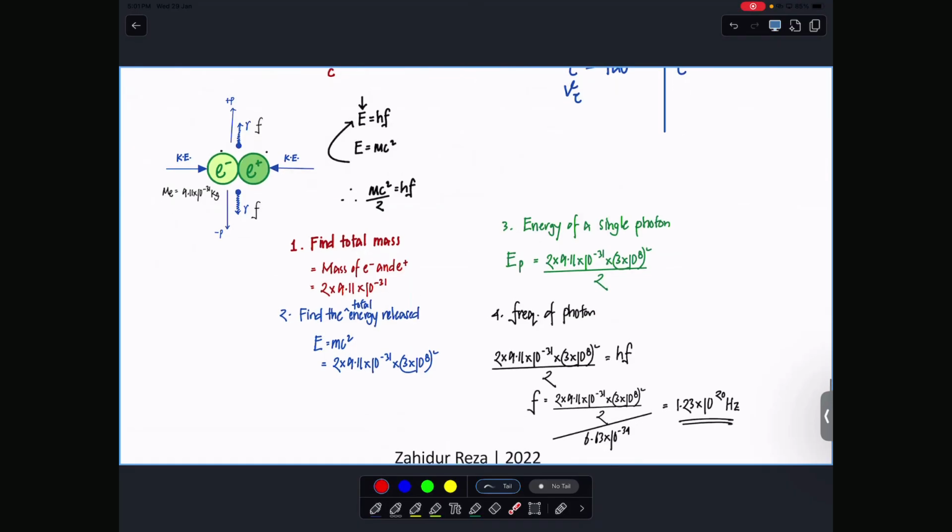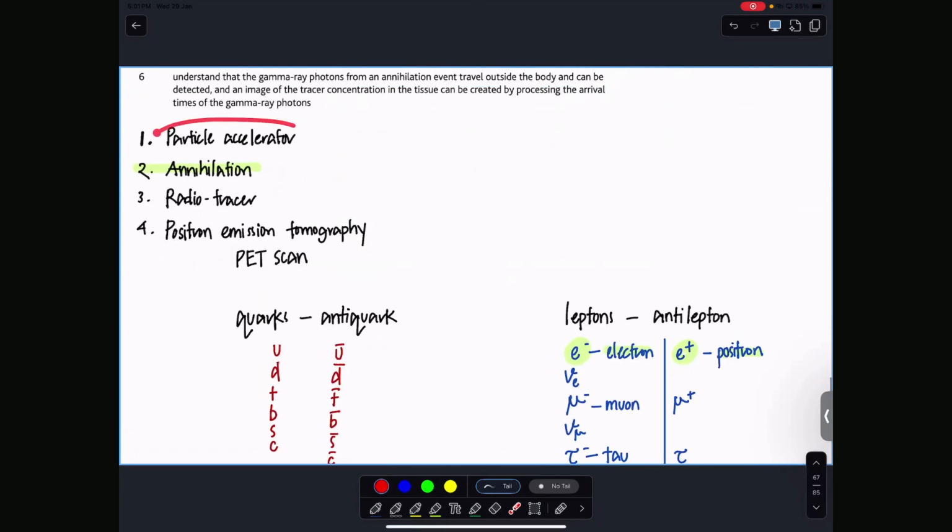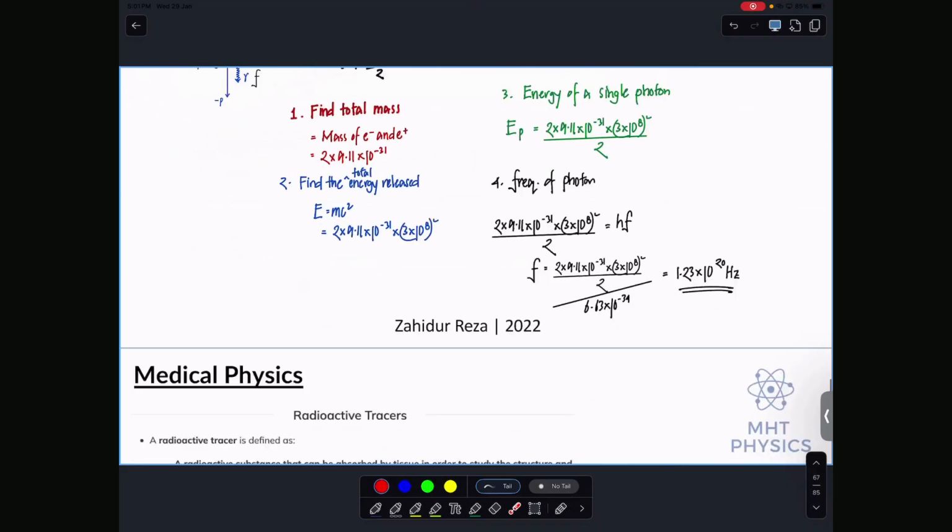In this chapter? No, this is the last one. We have to design a particle accelerator. There's no math, it's theory.